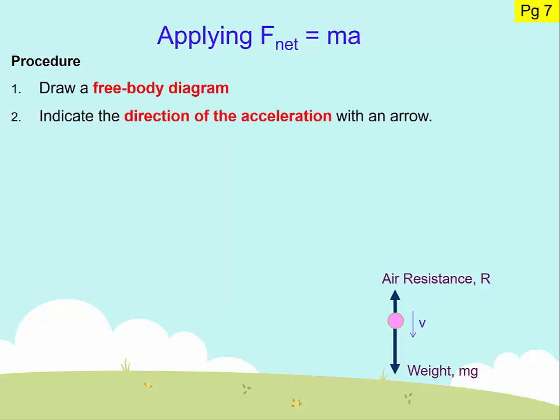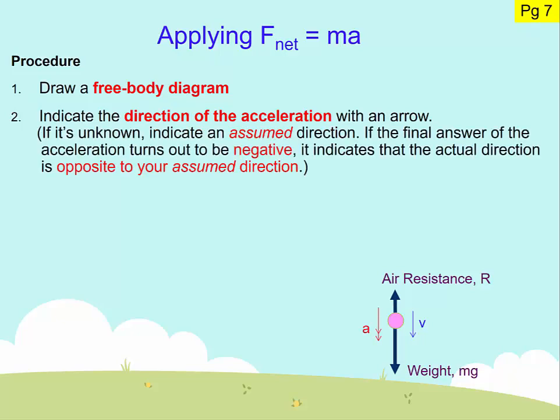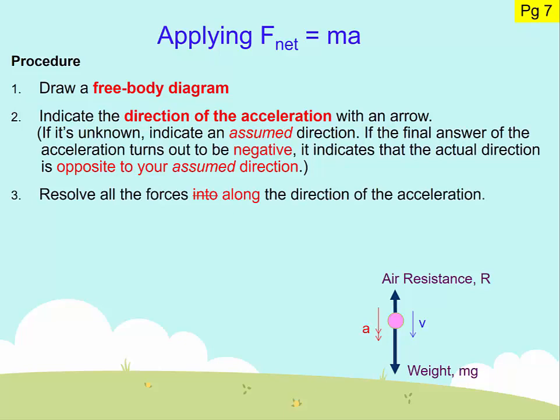Step 2, so I have drawn the free body diagram. Step 2 is to indicate the direction of the acceleration. If the direction of the acceleration is unknown, you can just assume it in any direction that is logical. In this case, it is either upwards or downwards. If the final answer turns out to be negative, it just means that you have assumed the opposite direction. Okay, next step, step 3: resolve all forces along the direction of the acceleration. Cancel the word 'into' in your notes on page 7. Resolve all forces along the direction of acceleration.